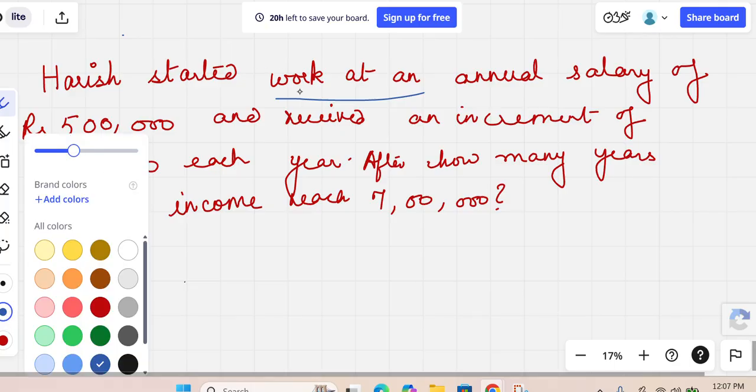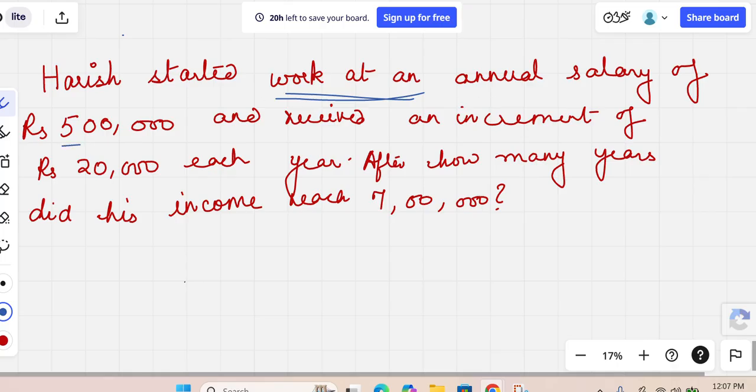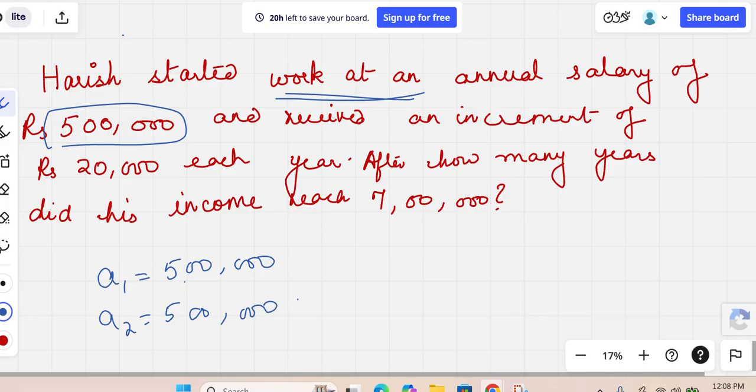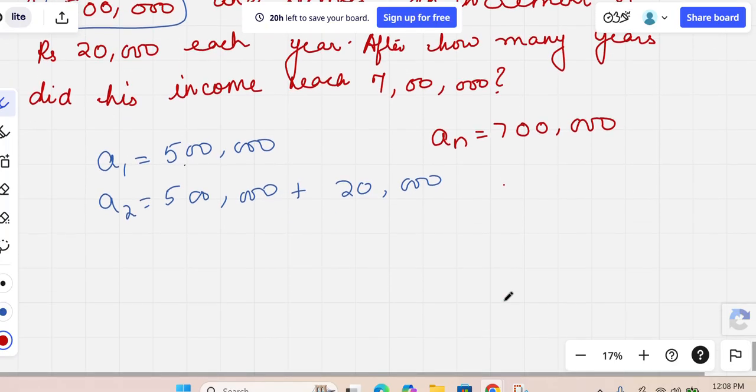See, let us see. Hari started his work at an annual salary of this one. That means the first term, the first salary that he received is 5 lakhs, and in the second year he is getting an increment of 20,000. Correct. Each year it is happening. Now they are saying that at the end his salary is becoming 7 lakhs. Correct. Now we have A1, we have the last term, and we also have D.